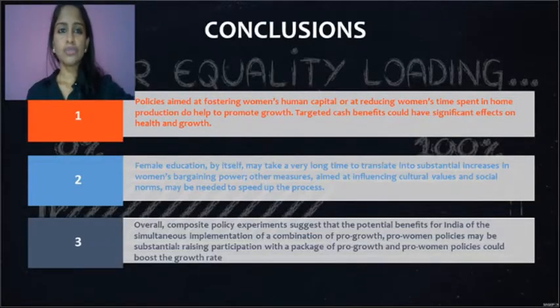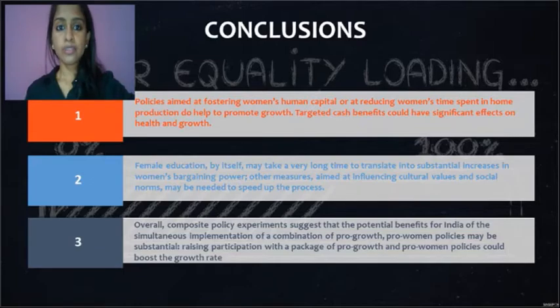Some three main conclusions. Policies aimed at fostering women's human capital or at reducing women's time spent in home production do help to promote growth. Targeted cash benefits could have significant effects on health and growth. Secondly, female education by itself may take a very long time to translate into a substantial increase in women's bargaining power. Other measures aimed at influencing cultural values and social norms may be needed to speed up the process.